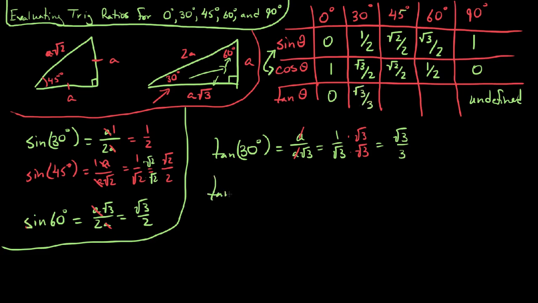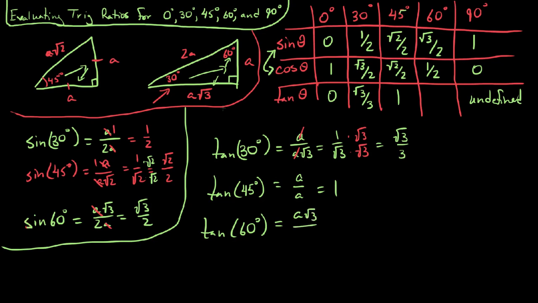Tangent of 45 is one of my favorites. Go up to your 45-degree angle. Opposite 45 is a, and adjacent to 45 is a. So you end up with a over a, which is just 1. And then last but not least, tangent of 60 degrees. Opposite of 60 is a radical 3, and adjacent to our 60 is a. So those cancel out, and you're left with radical 3.